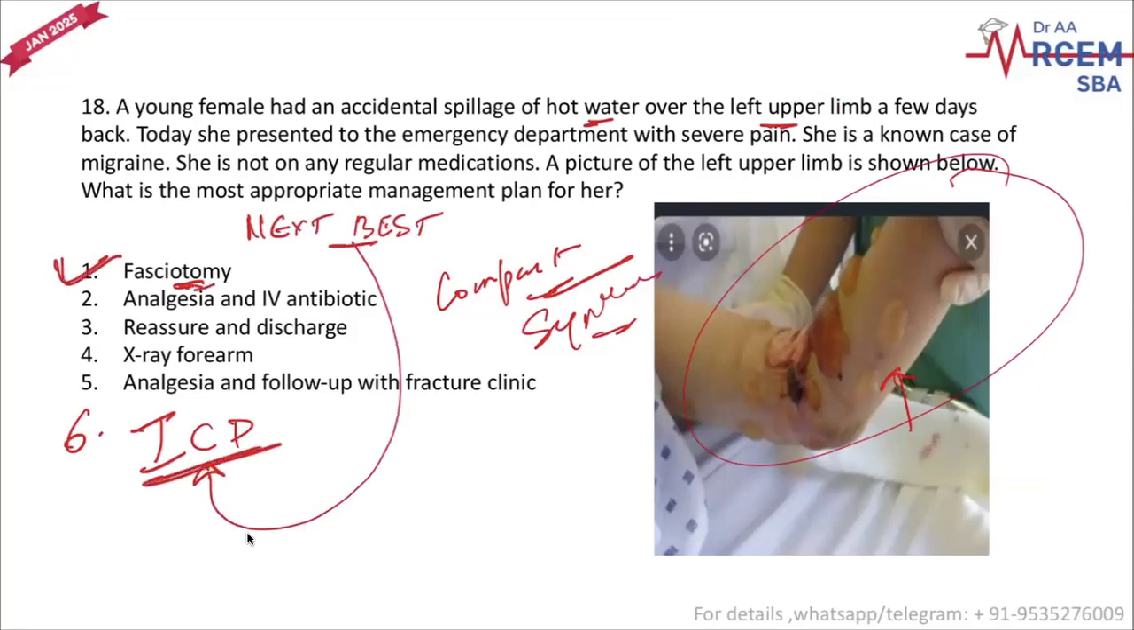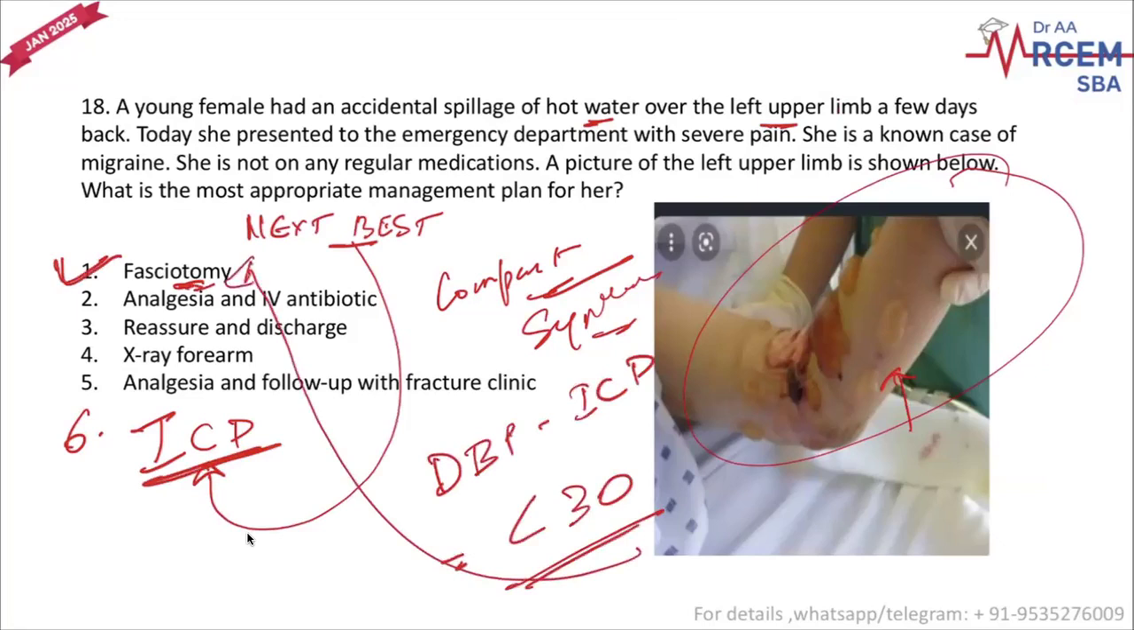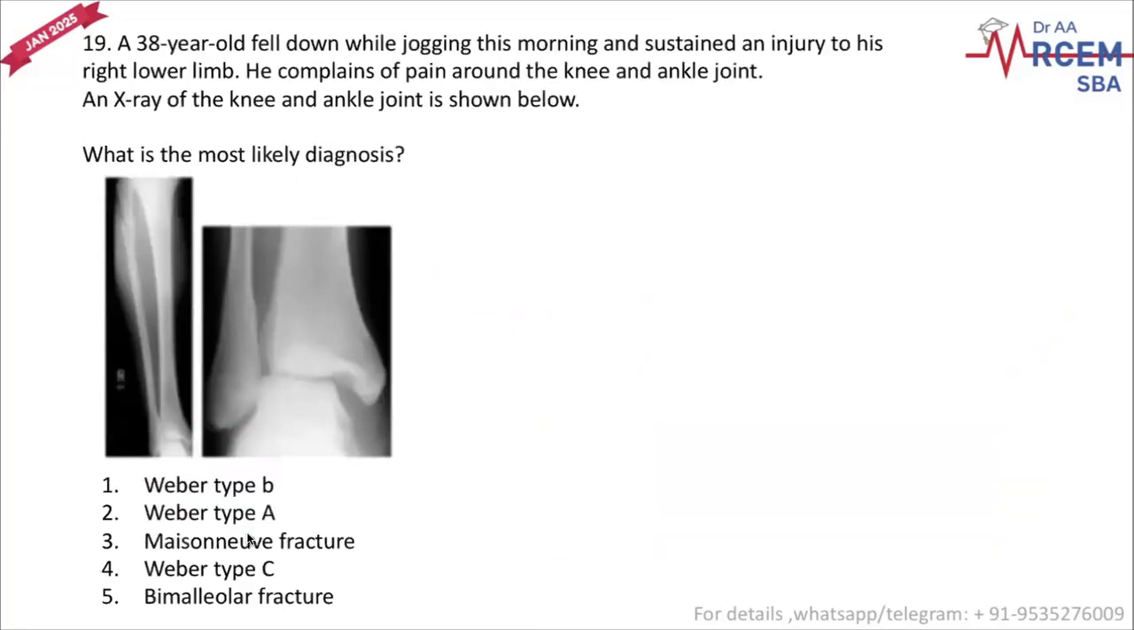Why is it important to measure the intra-compartment pressure? Because you'll be subtracting the intra-compartment pressure from the diastolic blood pressure. If it is less than 30, then only we go ahead and do fasciotomy.